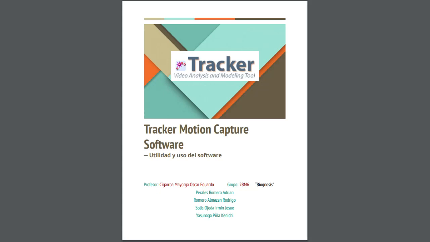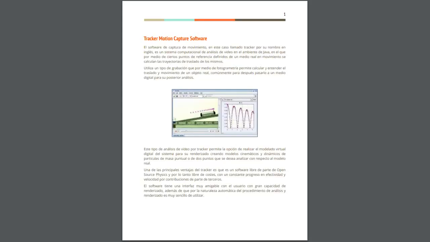Tracker is a motion capture software in a computerized video analysis system on the Java environment in which, by means of certain defined reference points of a real movie medium, it's able to calculate their travel paths. It uses a type of recording that, by means of photogrammetry, allows to calculate and understand the movement of a real object, commonly to later transfer it to a digital medium or for further analysis.